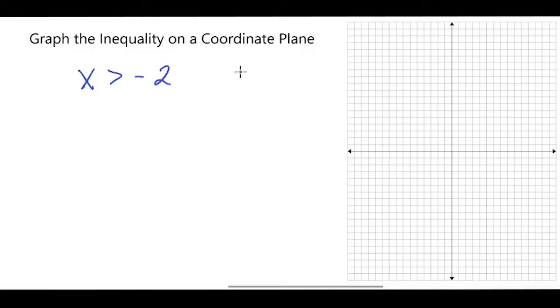Hello again. Today we're going to be graphing inequalities on a coordinate plane. So let's say I have x is greater than -2.